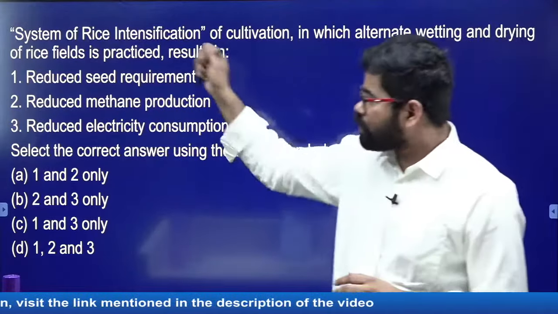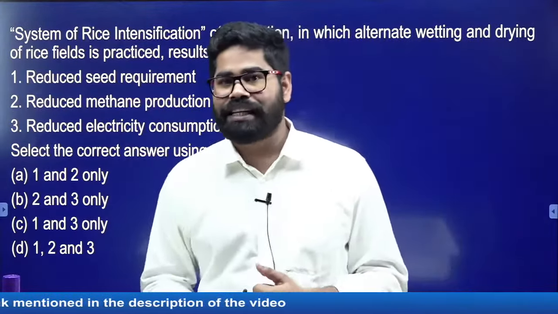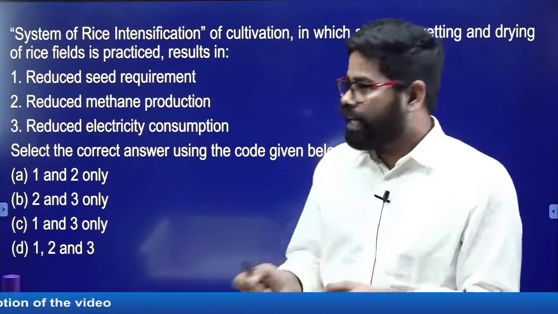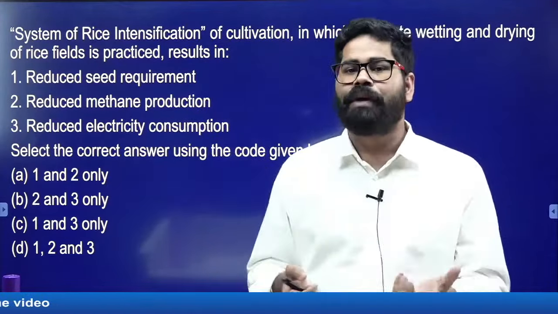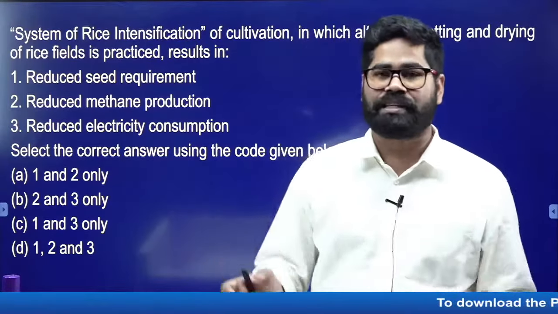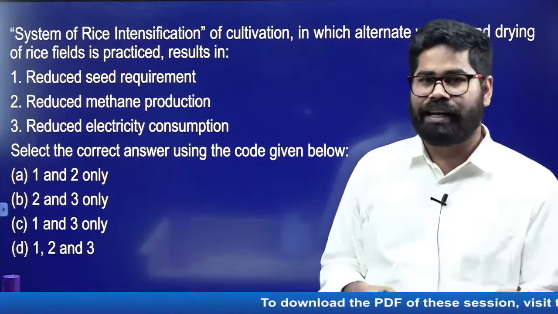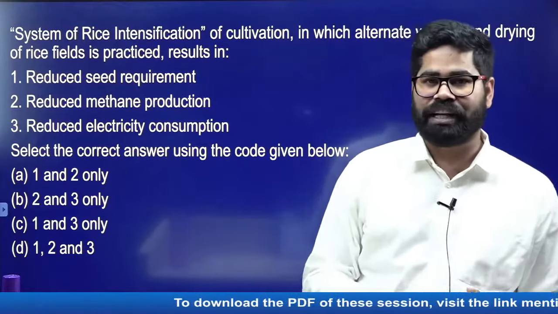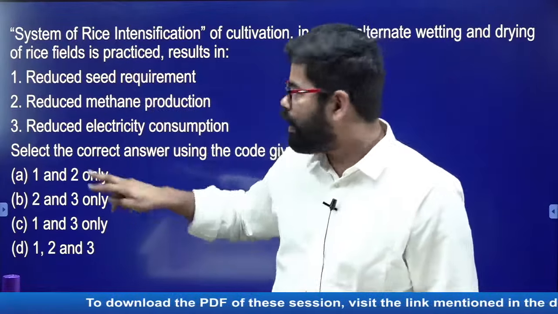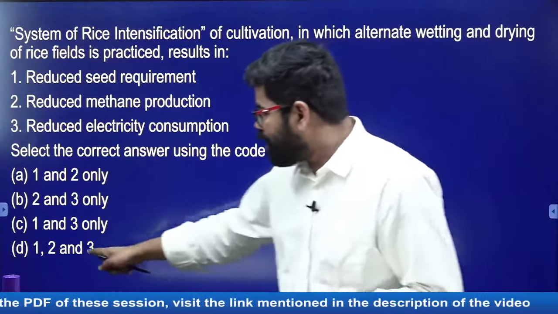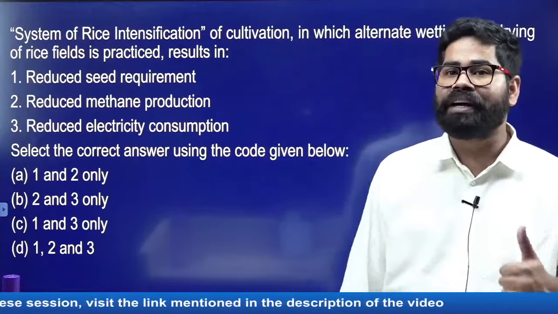Third one, system of rice intensification has a very fixed component, that it will use less amount of seeds. The young saplings will be transplanted at a suitable distance so that they can grow to their full extent. So this is one of the key features of the SRI, system of rice intensification, and these two are the possible benefits of it. So here we can get the answer as D, 1, 2 and 3.